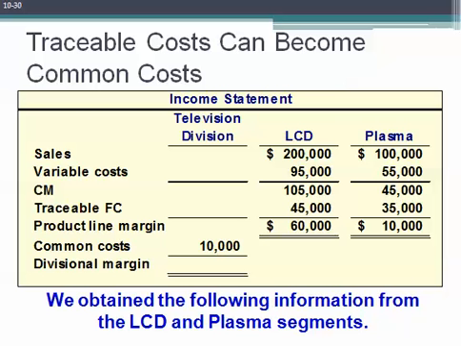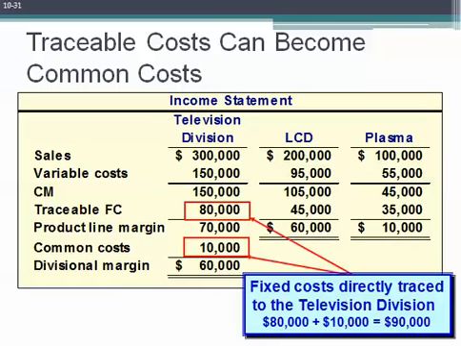And in looking at this partial segment income statement, we can see that the LCD has $45,000 of that traceable fixed cost. The plasma has $35,000 of the traceable fixed cost, and the remaining $10,000 is a common fixed cost of the television division. So again, in total, $80,000 in traceable fixed cost plus the $10,000 in common fixed cost equaled the $90,000 in traceable fixed cost that was being assigned to the television division.